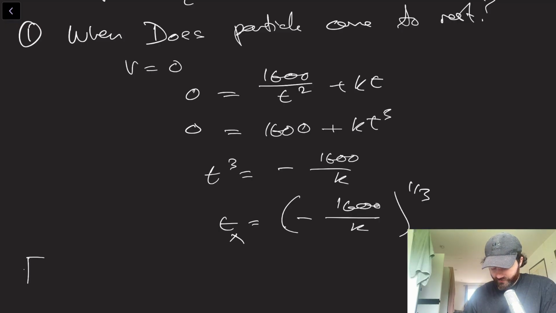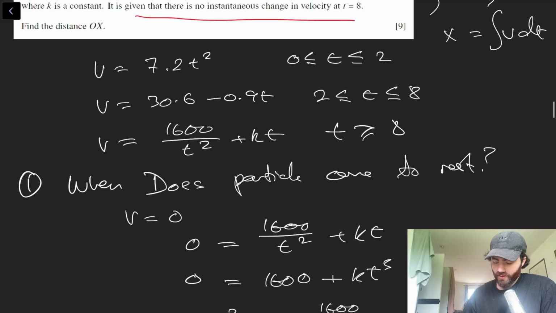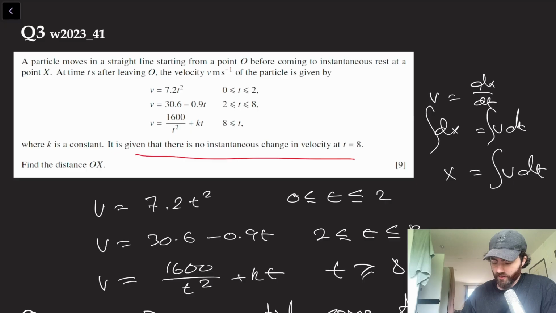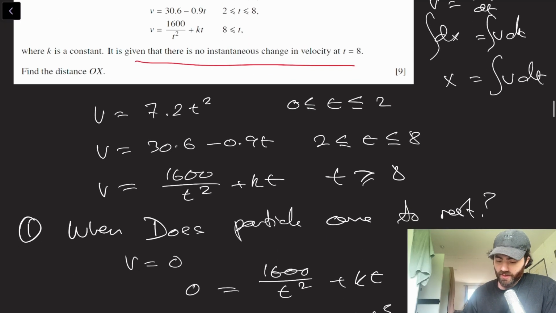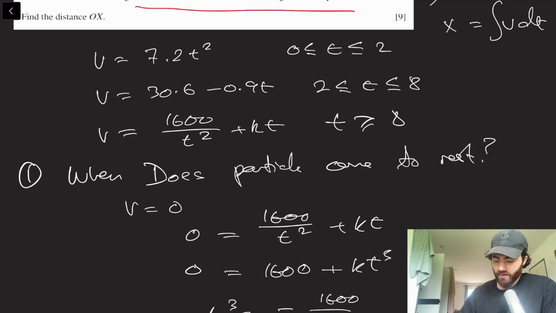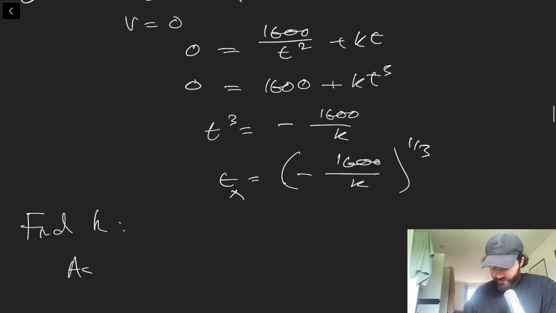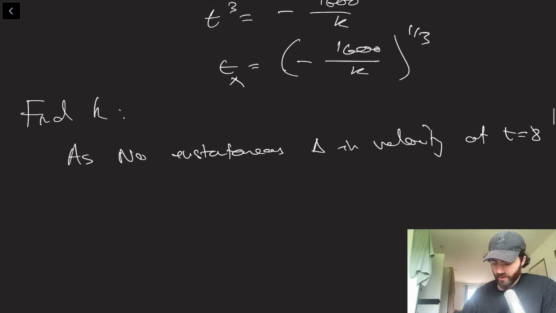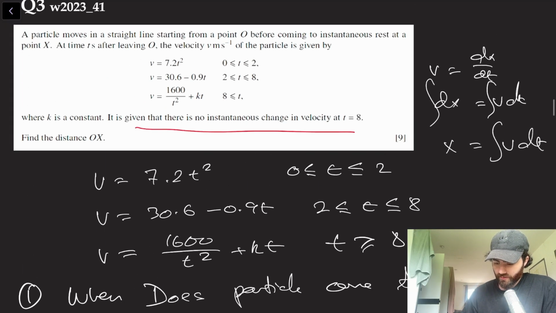Because if we find k, then we can find at what time it comes to rest at x, and then we can find the limit that we need from t equals 8 to what. And immediately I'm noticing it is given there's no instantaneous change in velocity at t equals 8. So as there's no instantaneous change in velocity at t equals 8, then we can say that the velocity here at t equals 8 will equal the velocity here at t equals 8.